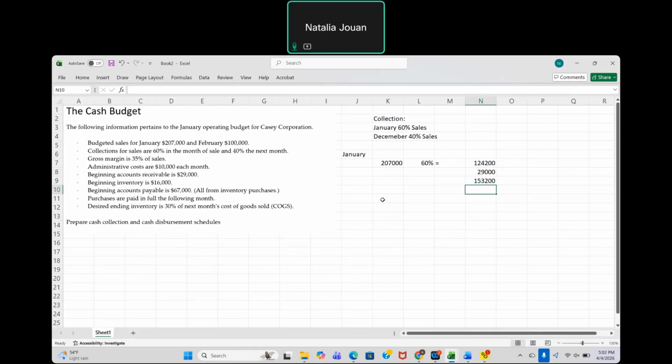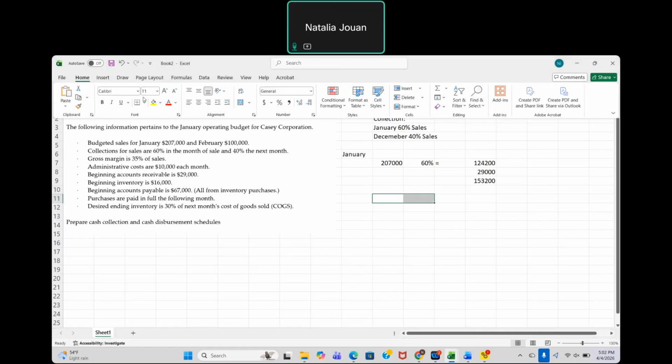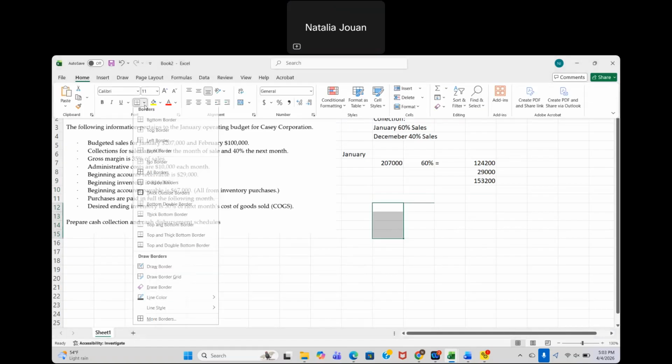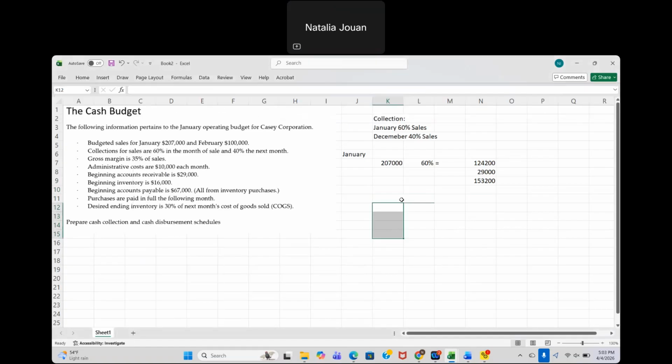153,200. But again, I'm going to do a T account because some of you might be going like, what's going on with that accounts receivable? I don't get it. I don't understand. Can you please explain a little more? So here we go. Let's do a little T. Okay, so it's going to be our accounts. Let's do the entry for December. Okay, so December sales, 60% will be collected in December, and 40% will be collected in January.